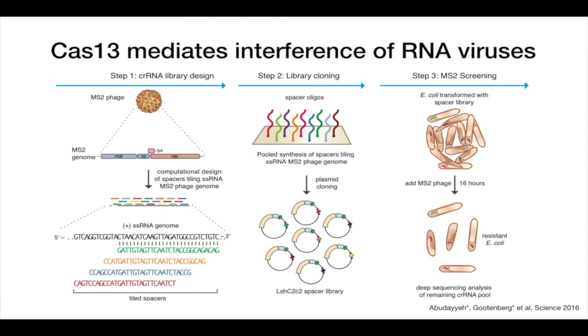And so now, if you challenge this library of cells with the MS2 virus, you can ask questions like, do any of them survive? If they survive, then we know that this system is active and it provided immunity and protected the cell from that virus. And second, by sequencing the surviving cells and analyzing the guide sequences that are left over in the cells that survived, we can begin to understand what type of targeting motifs or what type of targeting rules are necessary for this enzyme to work.